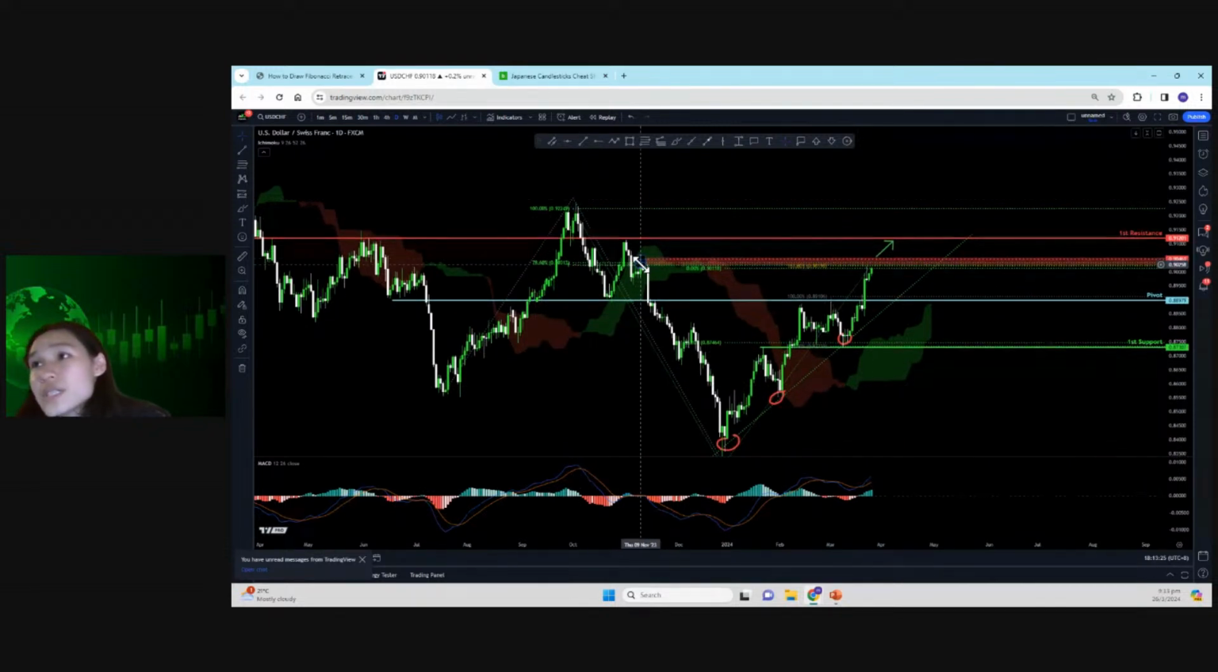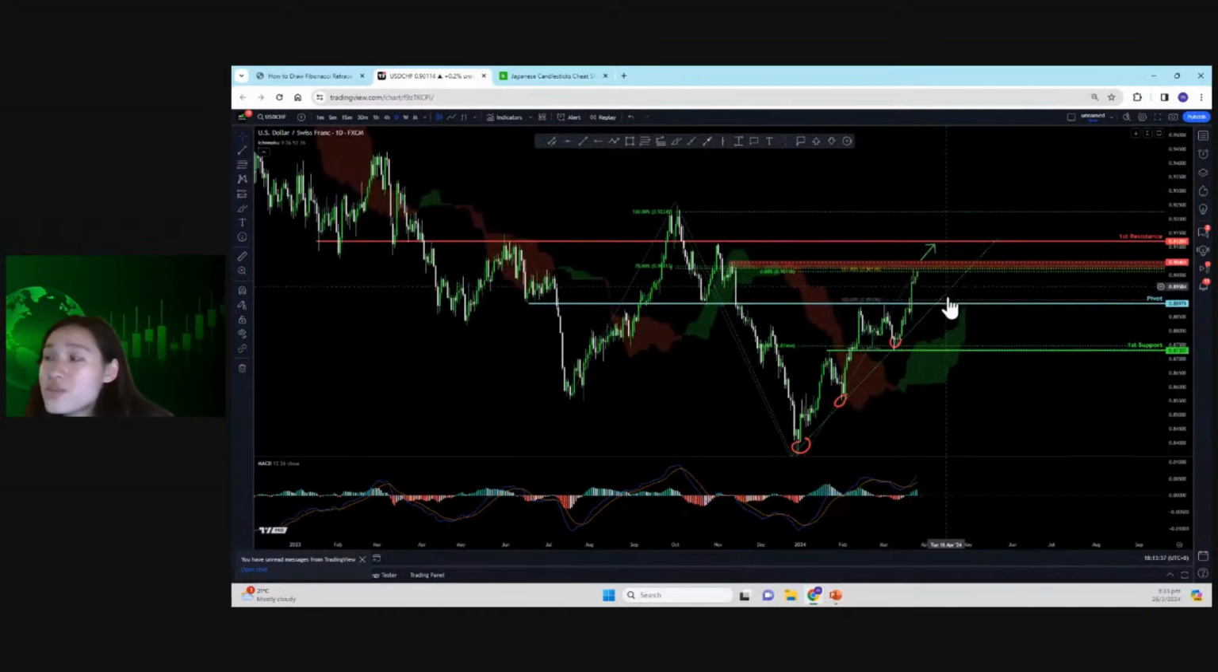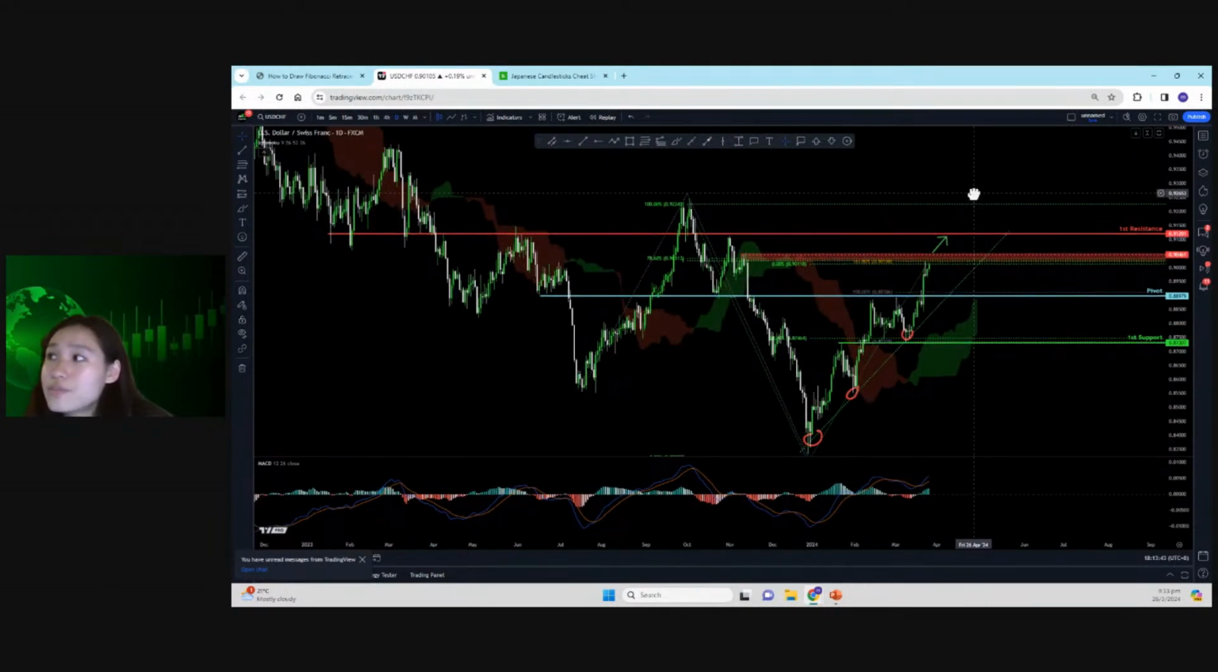Okay, but I would firstly place my partial take profit at this confluence area, and then my take profit at our first resistance. So that if price does reverse, I'm able to at least catch that partial profit.